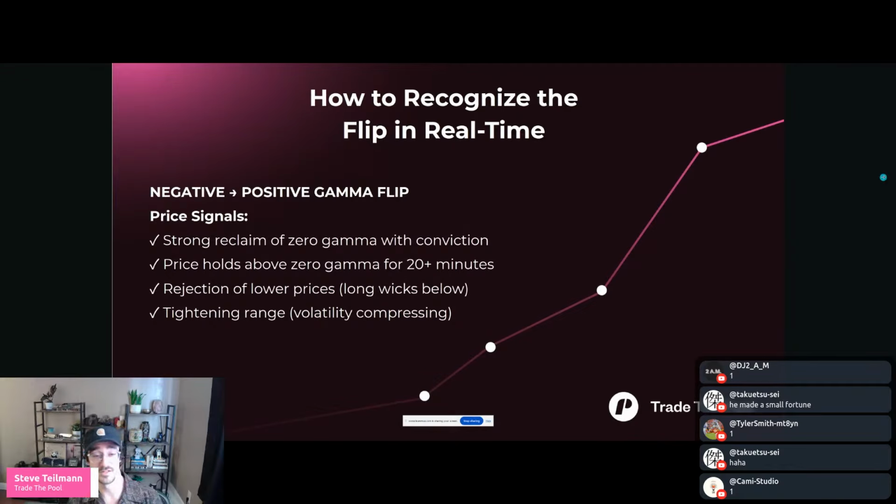What about a negative to positive gamma flip? What if that scenario we just talked about didn't play out? What if it wasn't very high volume and we did get the reclaim of 580 and it was just a shake and bake, shake them out on news that doesn't even matter, just a little bit of volatility in the tape to get some nice buys in? Well, then it would look like this. Strong reclaim of that zero gamma level with conviction.